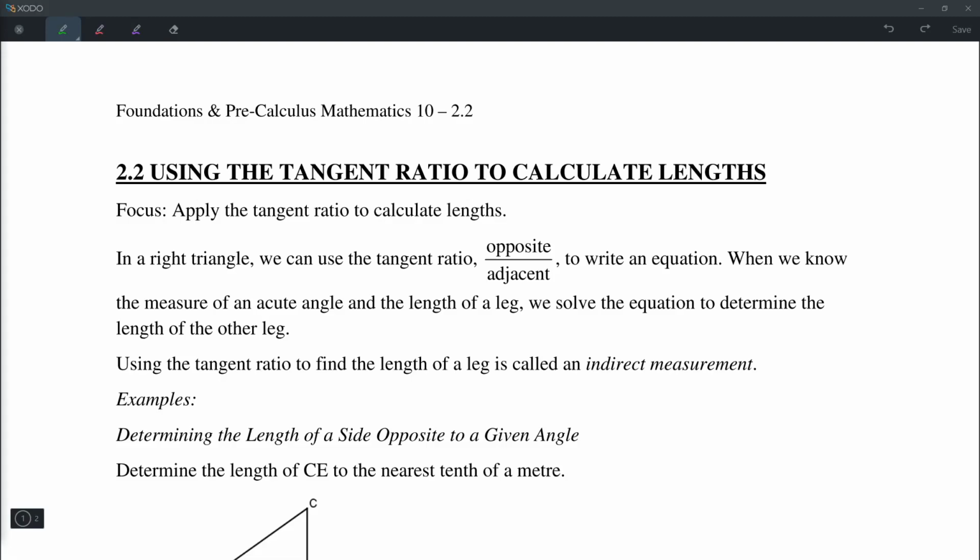Hello everyone. So today we're going to go over section 2.2, using the tangent ratio to calculate lengths. So in a right triangle, we can use the tangent ratio, opposite over adjacent, to write an equation. And if we know the measure of an acute angle and the length of a leg in a right triangle, we can determine the length of the other leg. And this kind of using a tangent ratio to find the length of a leg is called an indirect measurement.